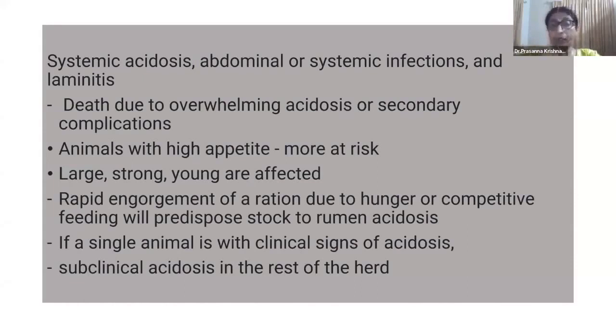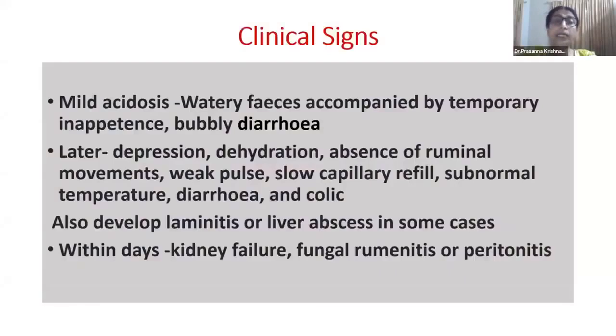Another thing is that if a single animal shows the clinical signs of acidosis, there can be other animals that are affected subclinically. So subclinical acidosis may be prevalent in the rest of the herd. So we need to take all precautionary measures for saving the other animals also. The clinical signs depend upon the severity of the condition.